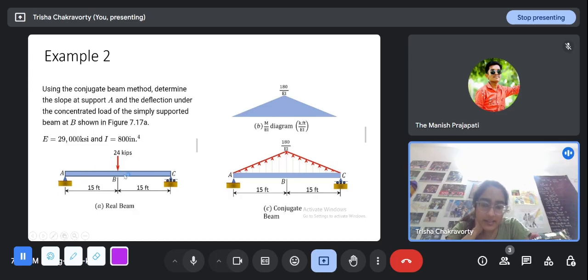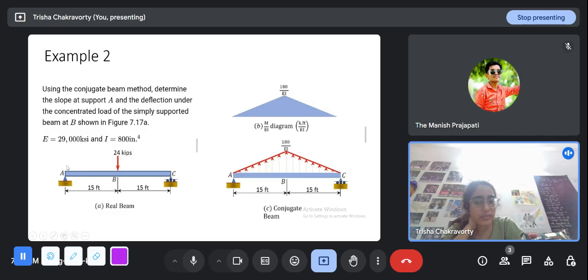Now I have to draw the bending moment diagram. Since the loading is symmetrical and the boundary condition is also symmetrical, the support reactions will be, since the load is 24, 12 and 12 upwards. And the bending moment diagram, if we draw, we'll see it is joined by two straight lines like this. The magnitude here will be 12 into 15, since the support reaction here is 12, that is 180.